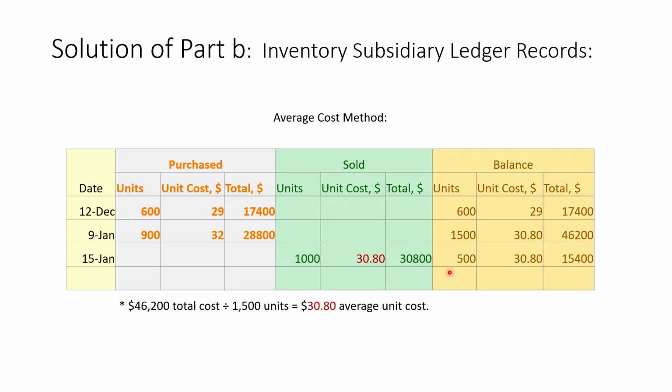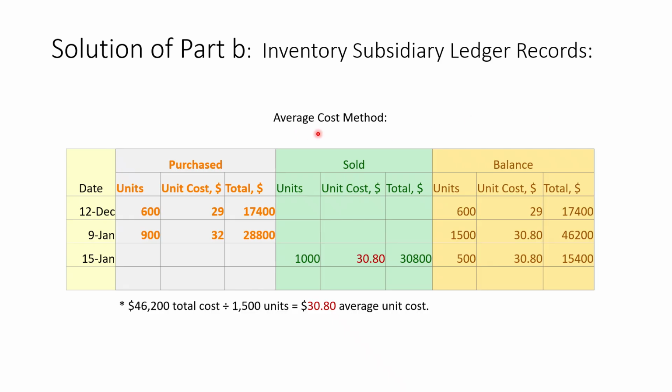So 500 multiplied by 30.80, that is 15,400. So we can say, if we are following the average cost method, the inventory left behind in the warehouse is of price 15,400. The cost is 15,400 if we are following the average cost method. So this is the complete demonstration, the complete subsidiary ledger with reference to the average cost method.